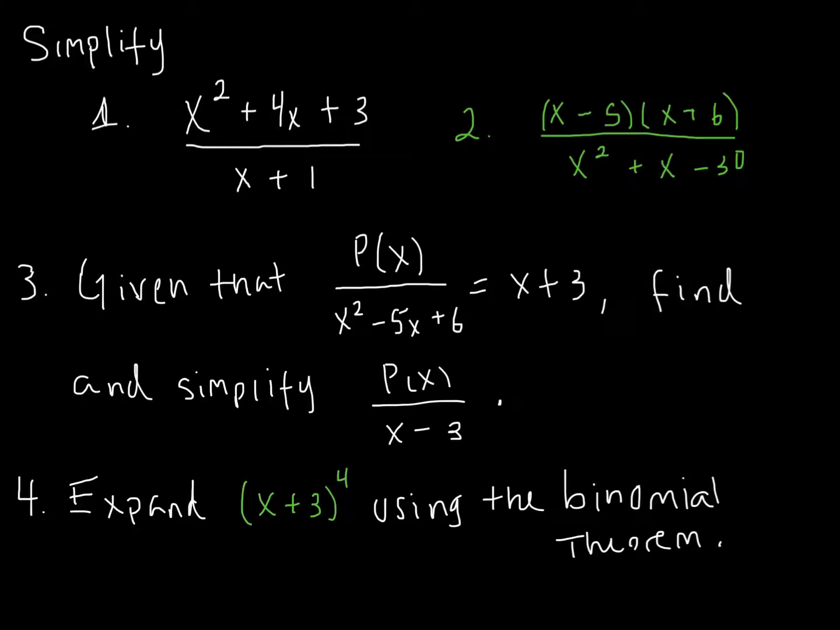For number 3, read through carefully. Okay, and my hint is don't tackle this whole piece at once. Focus on finding p of x first. Find p of x first, and then worry about simplifying. And for number 4, use the binomial theorem to expand this binomial. You can go back to the last couple of videos in Unit 2 for a little bit of help with that.